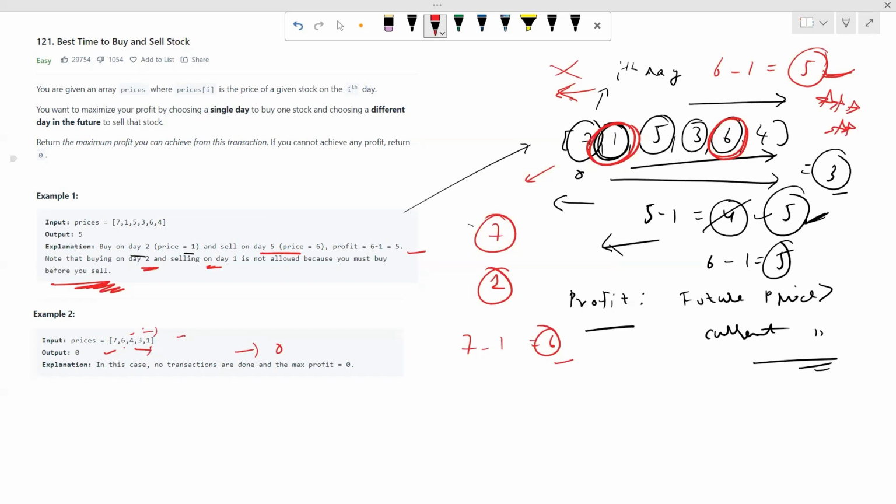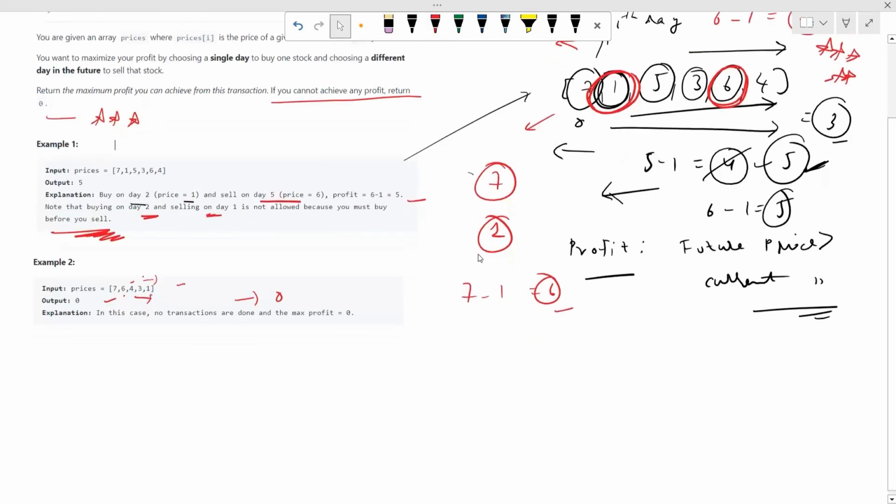It is also mentioned there, if you cannot achieve any profit, then you need to return 0, right? I hope the problem statement is clear to all of you guys. Now let's jump into the approach.